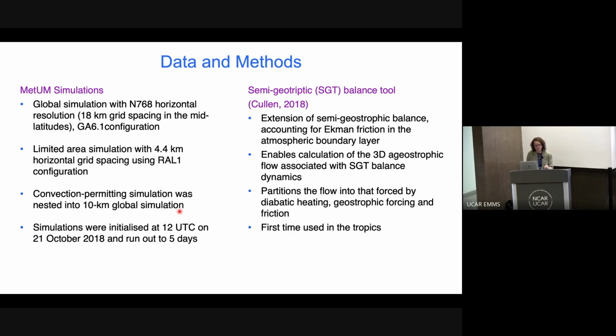And the advantage of using the semi-geotriptic balance tool is that we can calculate the three-dimensional ageostrophic flow that is associated with the SGT balance, and we can partition the forcing into that from diabatic heating, geostrophic forcing, and friction. The tool has been applied in the mid-latitudes, but we're using it for the first time in the tropics.